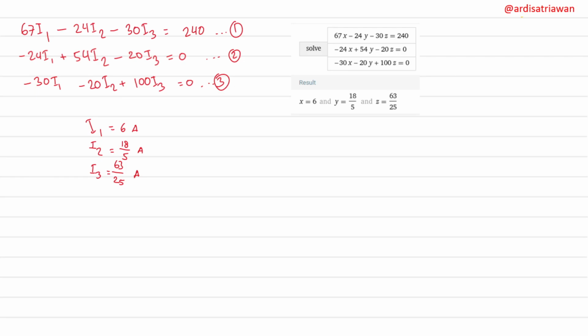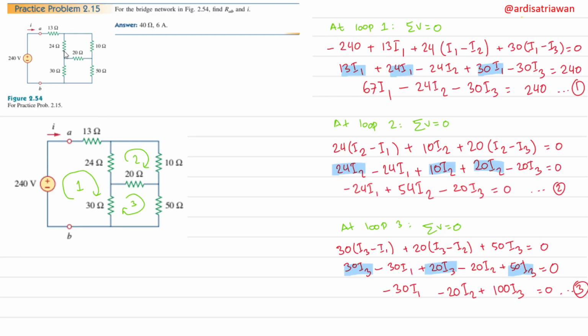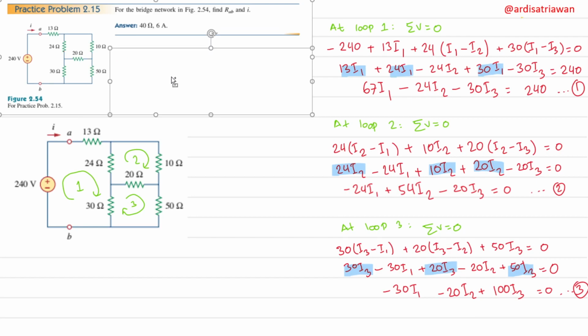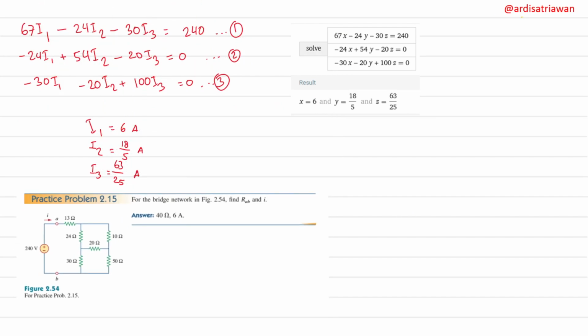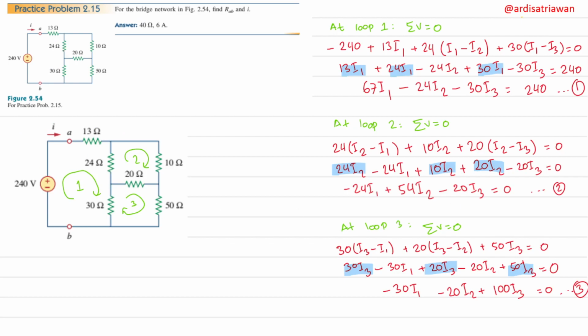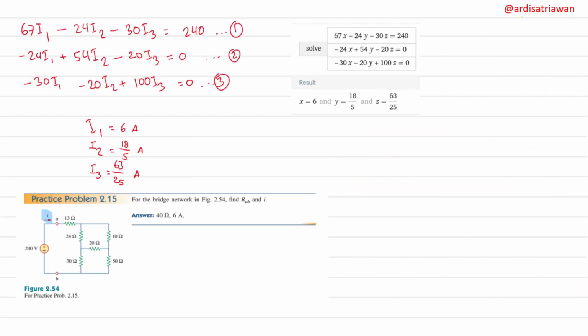So what can we get from here? The question is to find out I. Okay, let's copy the problem again. The problem wants us to find I, but in our case I is equal to I1, right? Because I is the current in this loop, and that is the same value. So I is equal to I1, and so I should be 6 ampere.